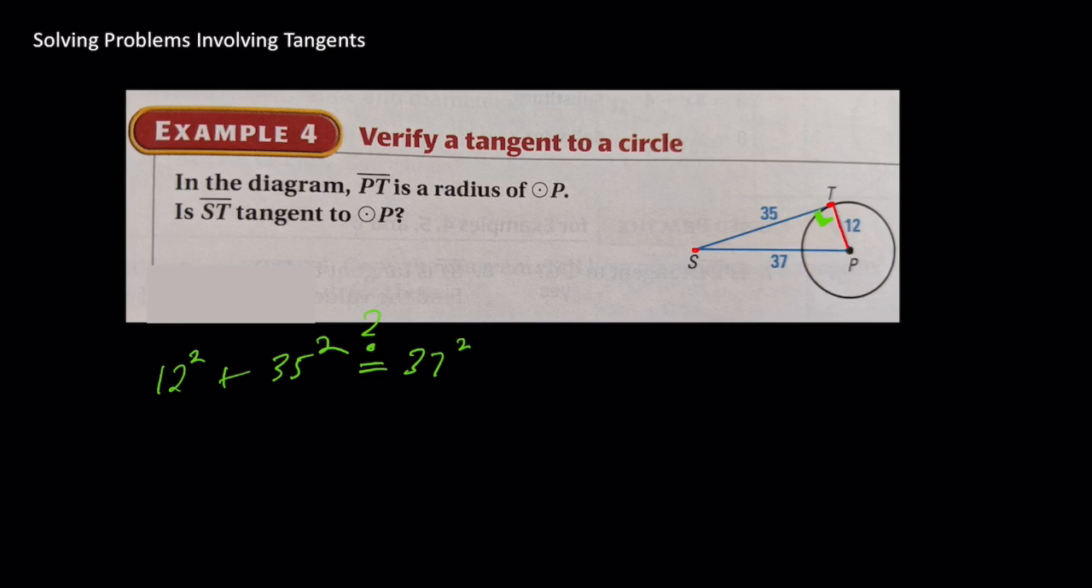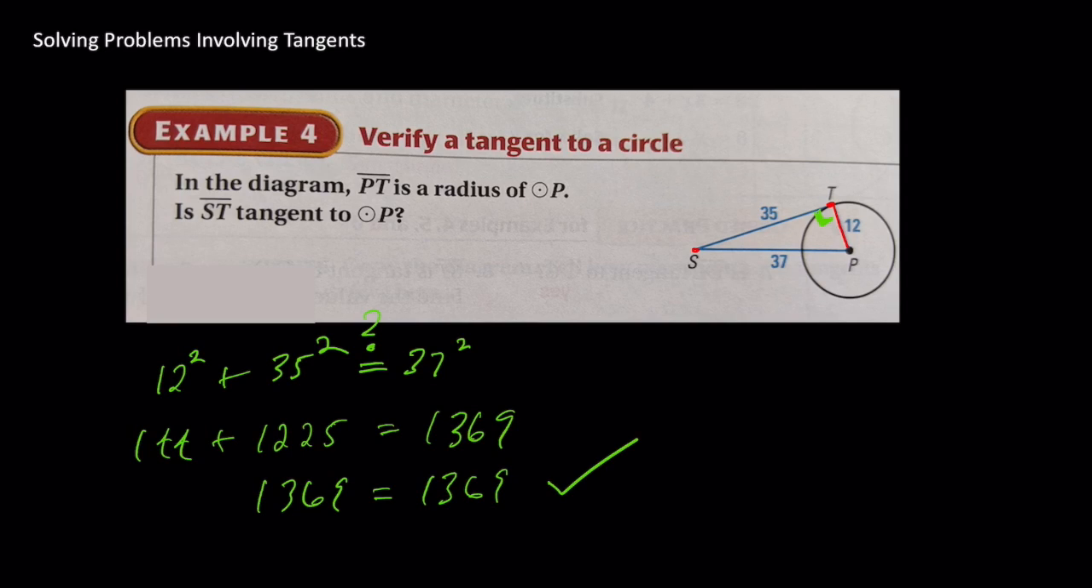So 12 squared is 144. I'm going to check out 35 squared on the calculator. 35 squared is 1,225. And 37 squared is 1,369. And if we add these together, indeed, we get 1,369. And so we know that it's a right triangle.